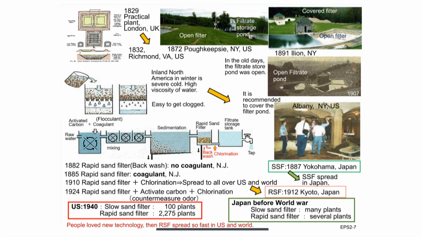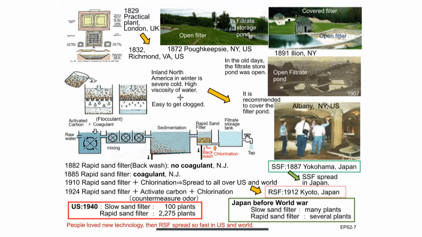And a little bit inside of the coastal area, this is Ilion, New York. It was also an open filter, but behind is a covered filter. In this photograph, I found that this part is the open filtration pond. This cavity is open, the filter is open. Anyhow, so this one.